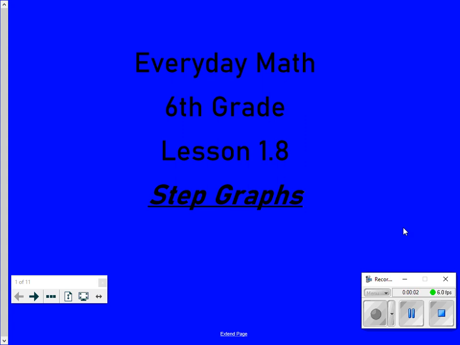Hello, fifth graders. Today we're going to be working with something called step graphs. You never worked with step graphs in Everyday Math in fifth grade. Some of you might have seen it a little bit, but it wasn't part of the curriculum. So step graphs is new to sixth grade, but it's not too challenging. Basically, a step graph shows a period of time that kind of stays the same with some gradual jumps to it. You'll see what I mean on this next slide here.